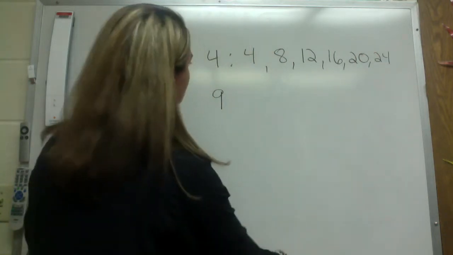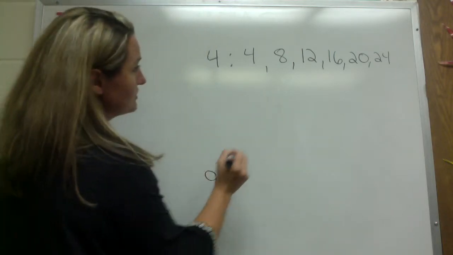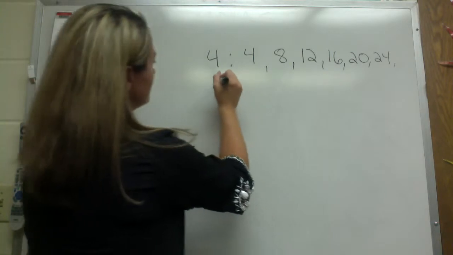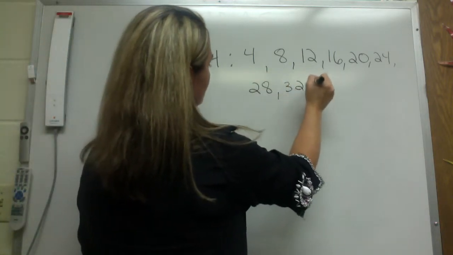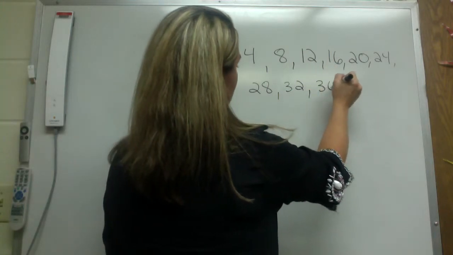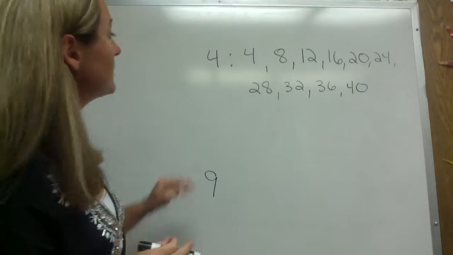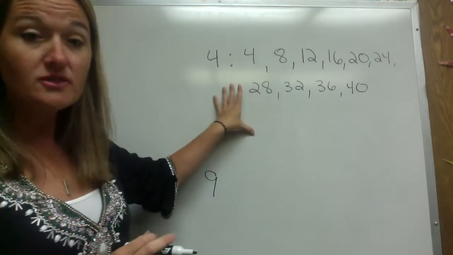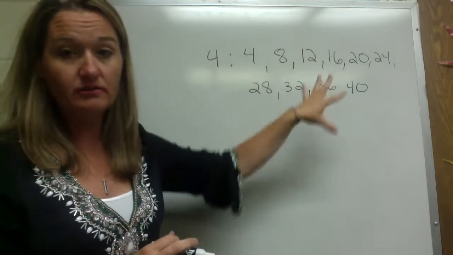I'm going to need some more room. Put the 9 down here. 24, 28, 32, 36, 40. Okay, I'm going to stop there because I think I found it. These are all numbers that 4 will divide evenly into. 4 is a factor of all of these numbers.